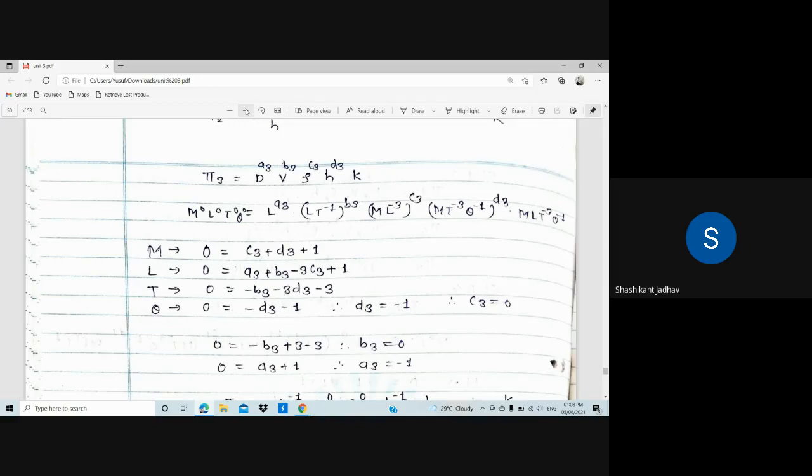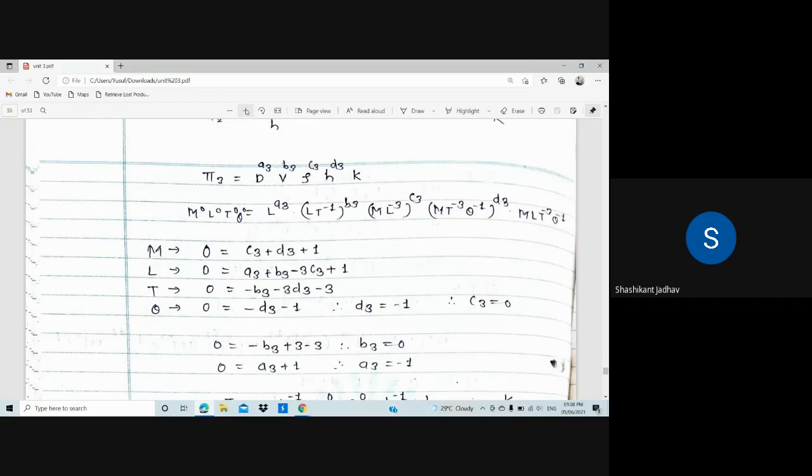Okay. So all of you write down the dimension of each term and compare the powers of each term. All of you do the calculation by yourself. Already we have written the dimension of each term, and from that we have to equate the powers of both sides and find out the values of a3, b3, c3, and d3. Within 2-3 minutes we have to calculate these values.